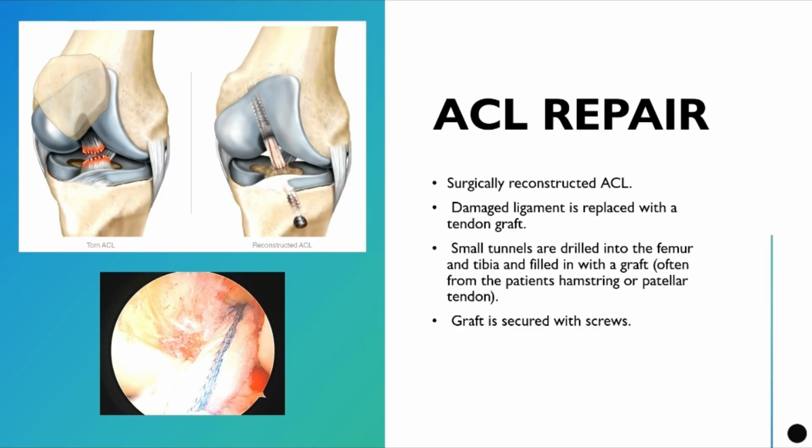These images on the left depict surgically reconstructed ACLs. The damaged ligament is replaced with a tendon graft. Small tunnels are drilled into the femur and tibia and filled in with a graft, which is often from the patient's hamstring or patellar tendon, or a donor tendon. The graft is then secured with screws. Recovery can take up to 9 months and requires intense physical therapy.